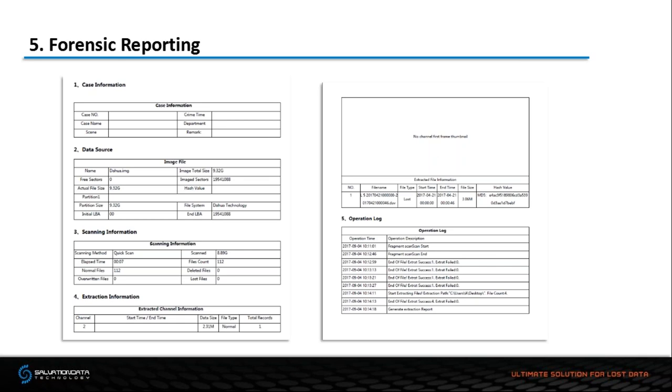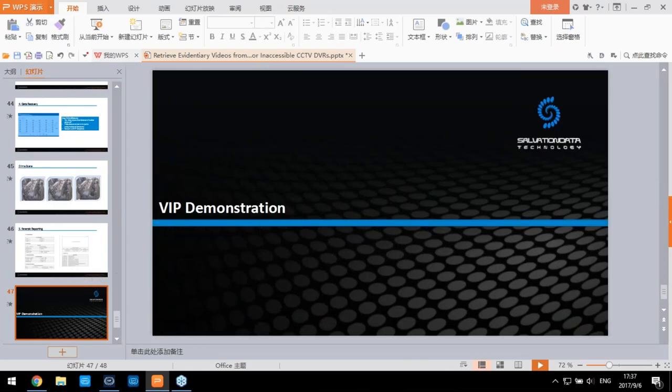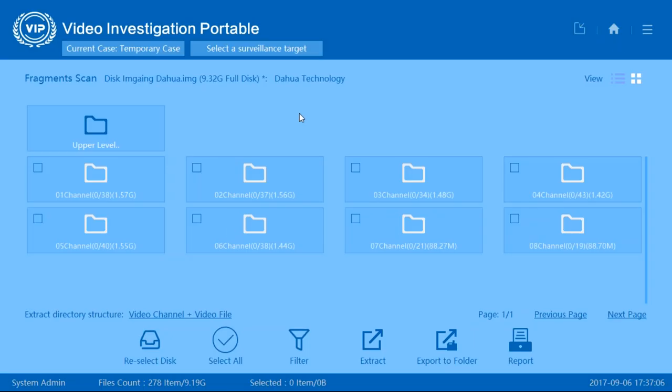So as we can see, VIP's integrated DVR forensic system provides investigators with important features such as forensic imaging, video acquisition, video data recovery, forensic report, and many other useful functions to help make a DVR forensic case easy. Okay, so in the next part, I will show you some simple demonstration and the introduction of the VIP system. Now let's go to VIP's interface.